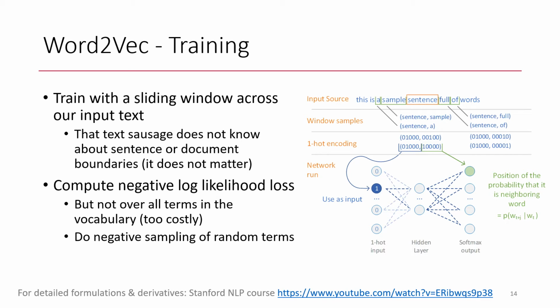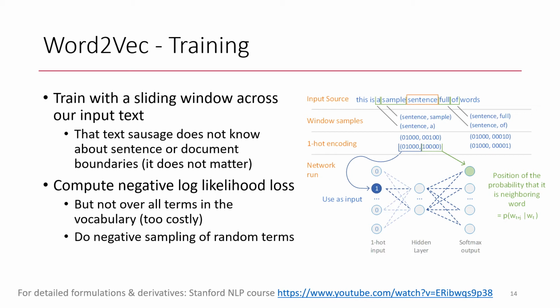So we always operate on pairs of words. We use the one-hot encoding as an input, and with a softmax output of the output layer, we get the probability of the neighboring word in our language model. And with that, we can compute a negative log likelihood loss. The problem here is that the softmax needs to cover all terms in the vocabulary to get the probability over all terms, which is too costly because the vocabulary can reach millions of words.